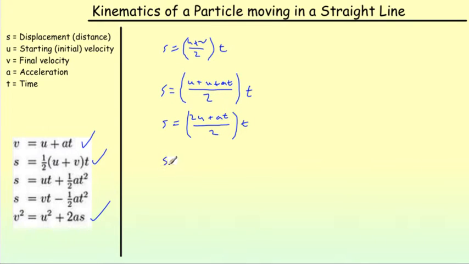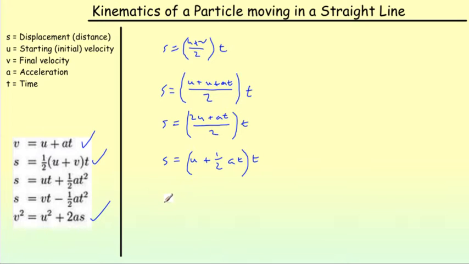So, going a bit further, well, we've got 2u over 2, so the 2's would cancel, that just leaves u. And then we've got at over 2, which is really just a half of at. So it's u plus a half of at. And again, this is all going to be times by t.